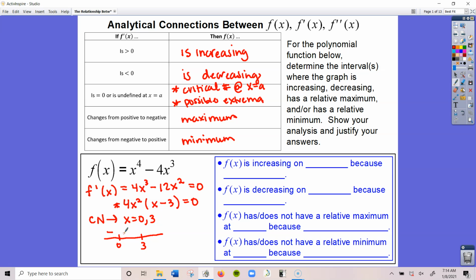If I plug in a number between 0 and 3, let's say 1, this would be positive, and then 1 minus 3 would also be negative. And finally, if I plug in a number to the right of 3, so let's say 4, this factor here would be positive, and this would be positive, so my answer would be positive.